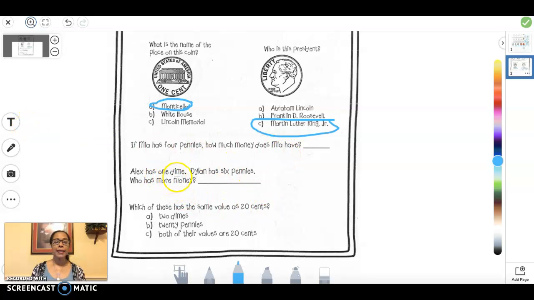Alex has 1 dime. Dylan has 6 pennies. Who has more money? Circle who you think has more money. Which of these has the same value as 20 cents? Is it A, 2 dimes, B, 20 pennies, C, both of their values are 20 cents?